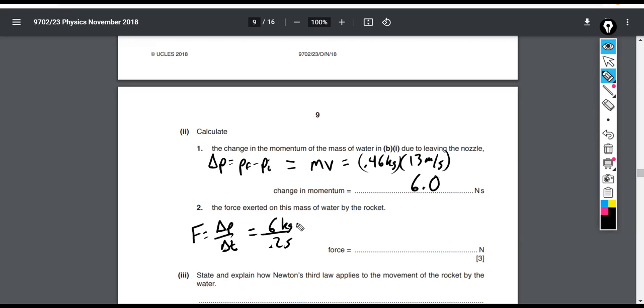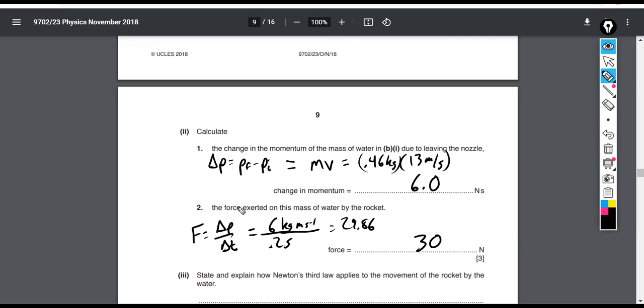So this is kilogram meters per second. So kilogram meter per second squared is a newton. You may recall the base units there. And so you just do that 5.97, which rounds up to 6, divided by 0.2 equals, you get 29.86 in the calculator, which is nicely rounded to 30 newtons of force.